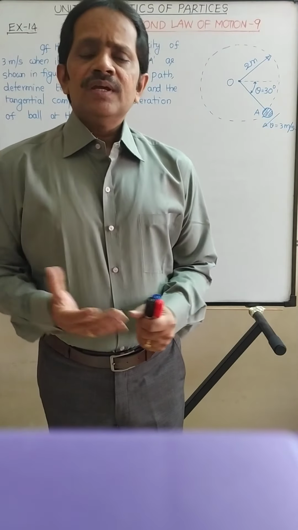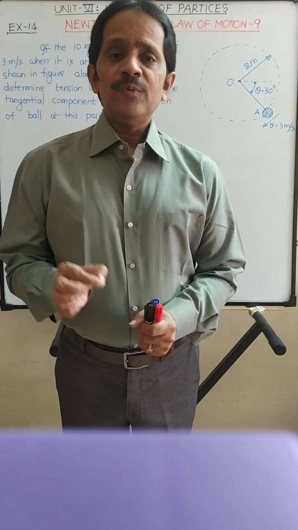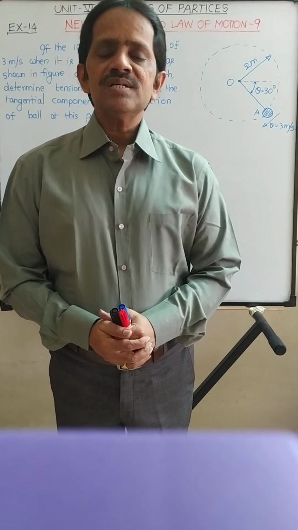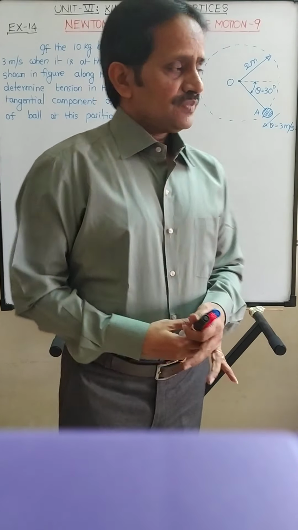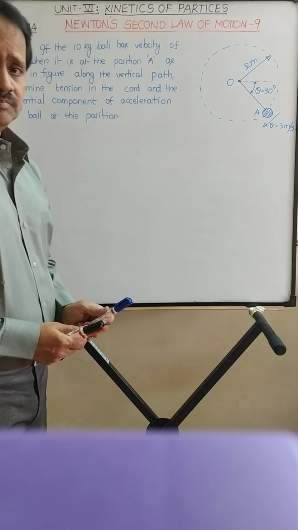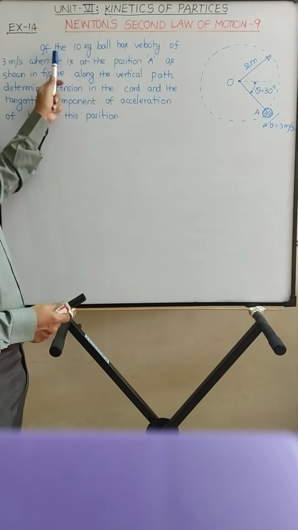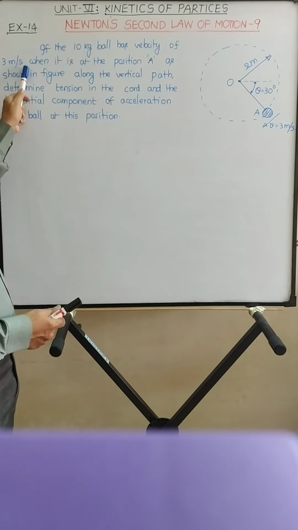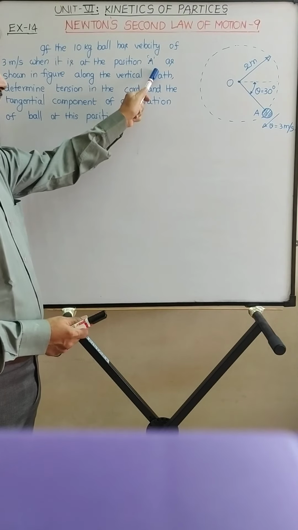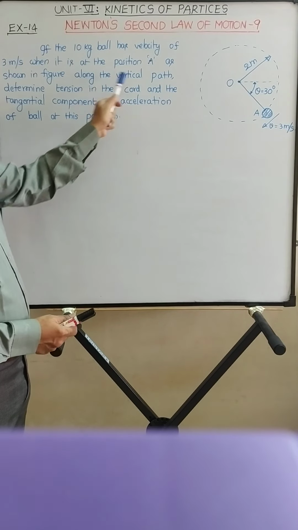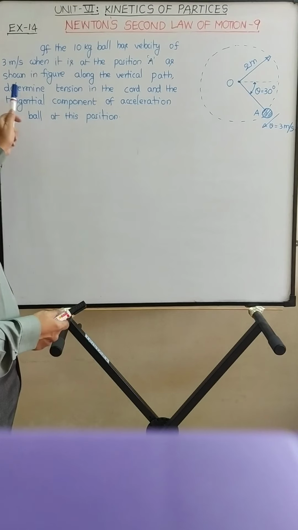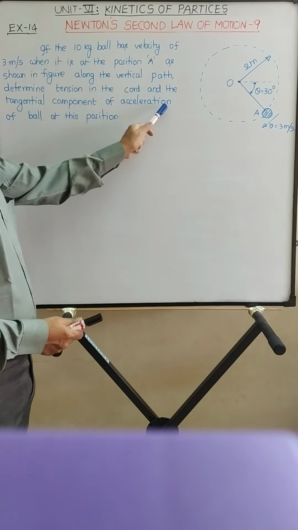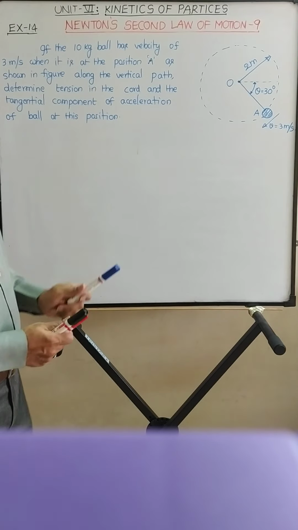Hello students, in this video we are going to solve one important example on curvilinear motion applied to Newton's second law of motion. So please read the problem statement. If the 10 kg ball has a velocity of 3 meters per second when it is at the position A as shown in figure along the vertical path, determine the tension in the cord and the tangential component of acceleration of the ball at this position.